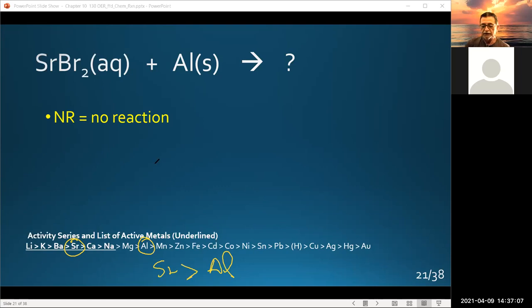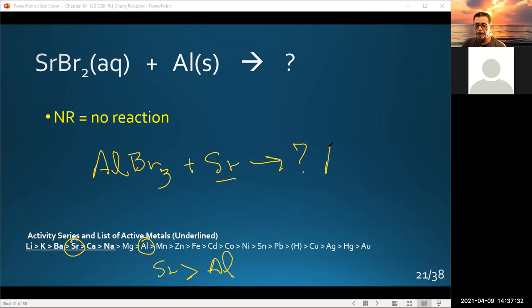That means, let's say I had aluminum bromide plus strontium. Question would be, would that reaction proceed? And the answer is yes, same thing. Strontium is more reactive. No, it's not in ionic form. So yes, the reaction proceeds. So we actually create aluminum plus strontium bromide. And we'll let you balance that out.